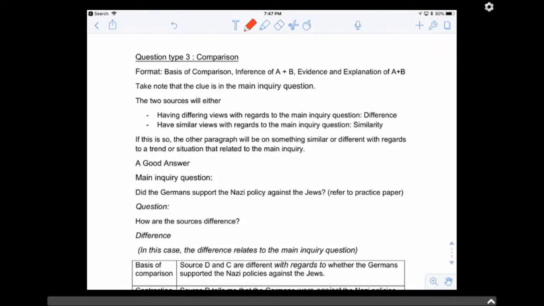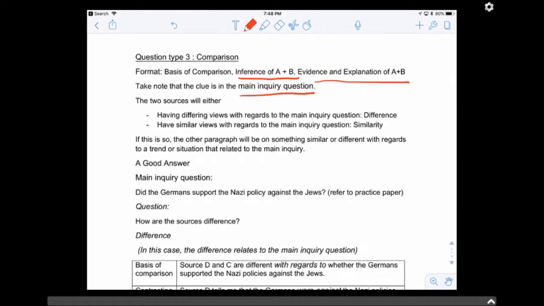Okay, so moving on, question type number 3, comparison. Now when you do comparison, you're not comparing just the content, you're comparing the inferences of A and B. So give me an inference, evidence, explain of A and B. And take note, the clue is in the main inquiry question. The main inquiry question is the first question you see when you open the source-based case study or questions, right?